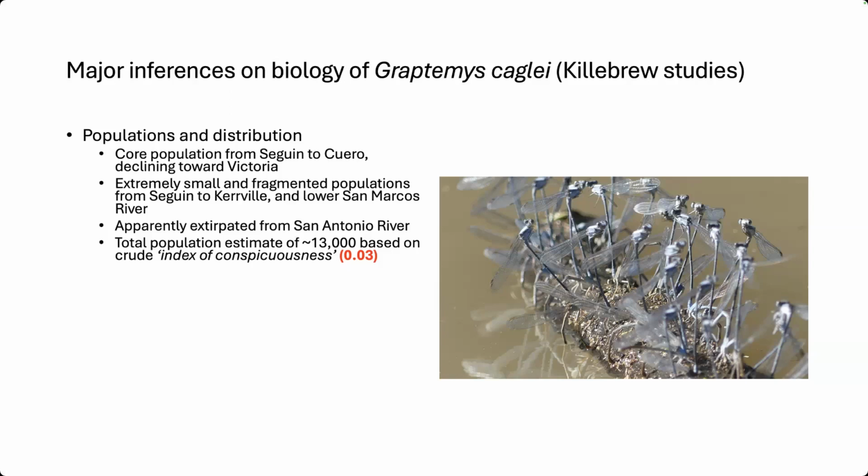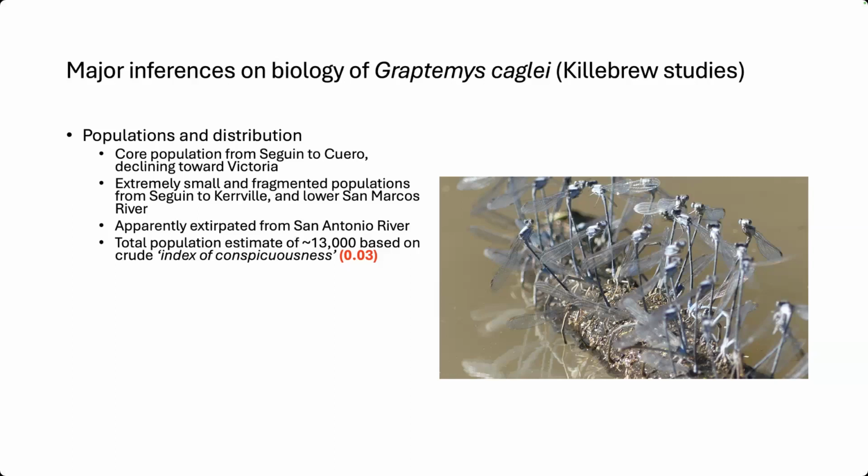But probably one of the most important things is that they came up with an estimate of global population size for Cagle's map turtle. They determined that within the entire river system, there are about 13,000 map turtles at the time. This was based on single pass surveys along the river, applying a correction factor that they termed an index of conspicuousness.